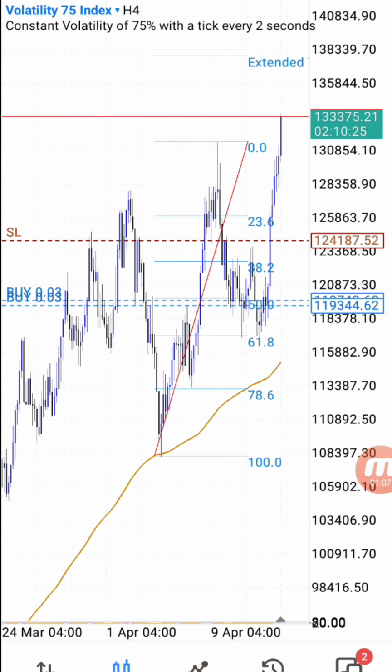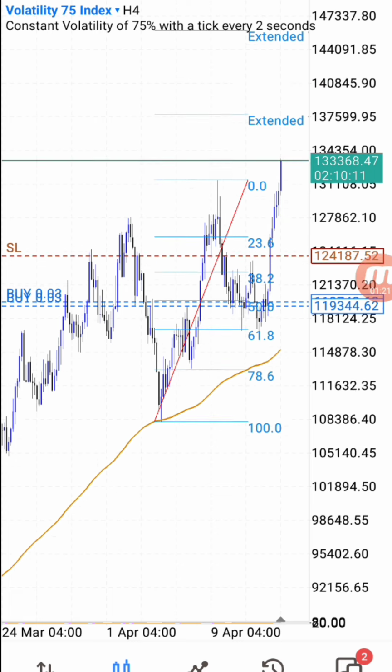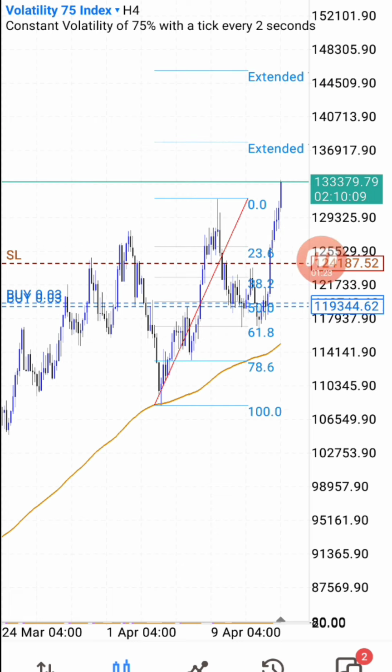As you can see, this is Volatility 75 on the 4 hours time frame. Imagine you're able to catch this kind of move from here. This is sniper to this point. I've already reached my TP, but because of this video, and of course I would also want it to get to the extended TP, right? This is extended TP1, extended TP2. As soon as it gets to this place, I'm going to close, but then I've already trailed my stop loss.